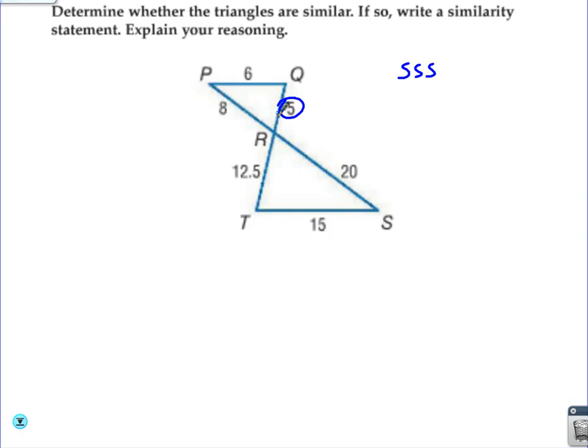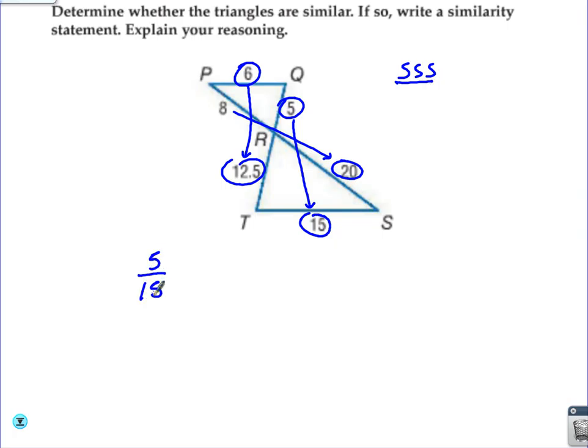Be careful. 5's the small side, right? What does 5 have to correspond with? What does 6 have to correspond with? 12.5. And what does 8 have to correspond with? 20. In order to be similar, we don't have to know anything about angles. We are going to use side similarity. What that states is if 3 sides of one triangle are proportional to 3 sides of another triangle, they are similar. One way of checking that.